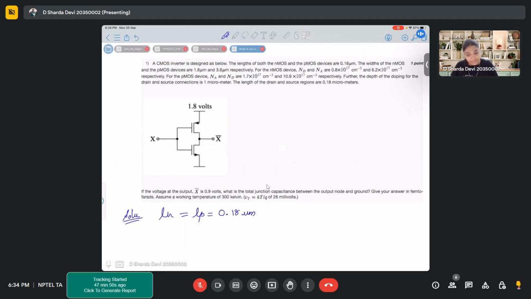The widths of NMOS and PMOS are Wn is 1.8 micrometer, Wp is 3.6 micrometers. What is the reason that we have kept the length of the two devices equal but the width of one double the other?